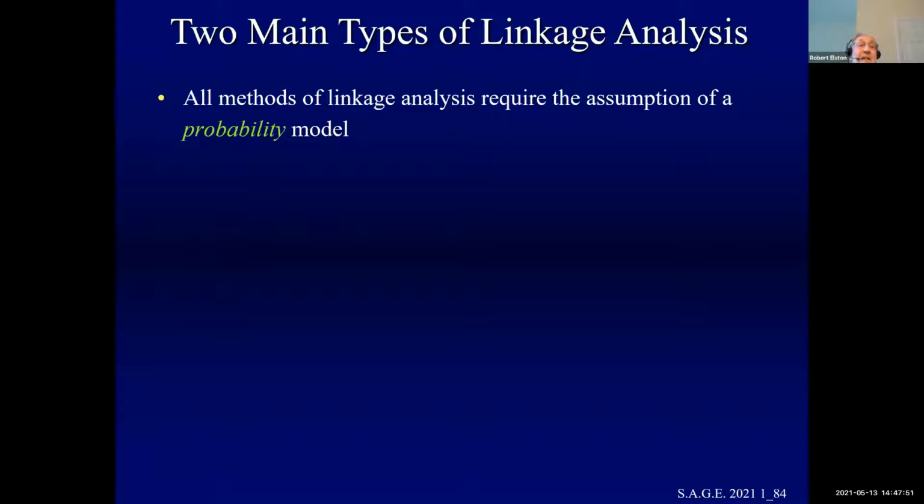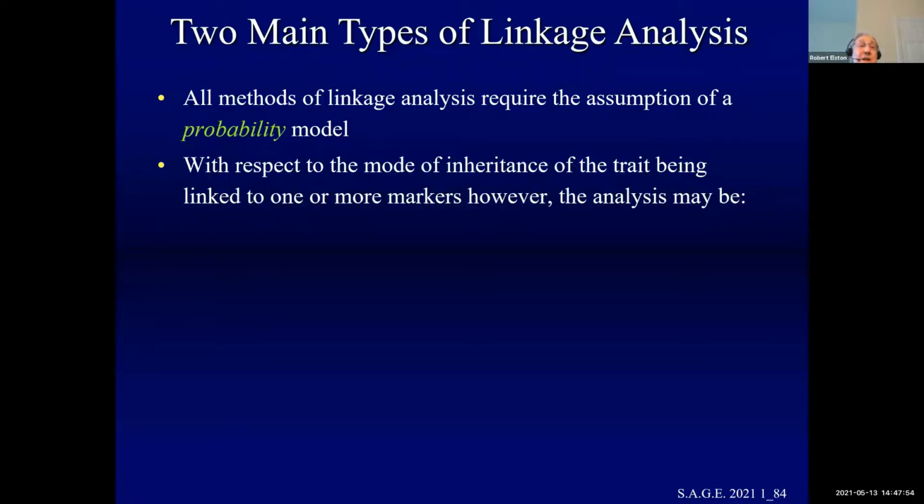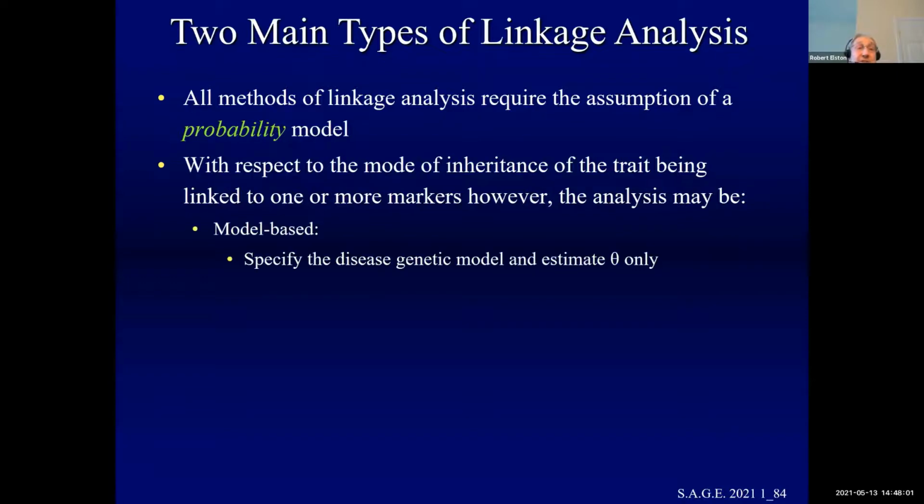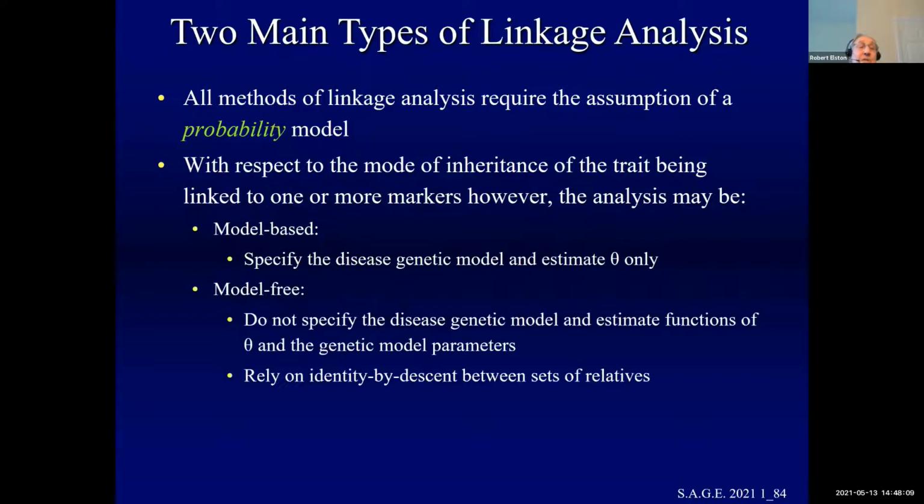So with respect to the mode of inheritance, the trait being linked to one or more markers, the analysis may be either model-based, where you specify the disease genetic model and only estimate the recombination fraction, or model-free, where you do not specify the disease genetic model and estimate functions of the recombination fraction and the genetic model parameters. In these model-free methods, we rely on identity by descent between sets of relatives.